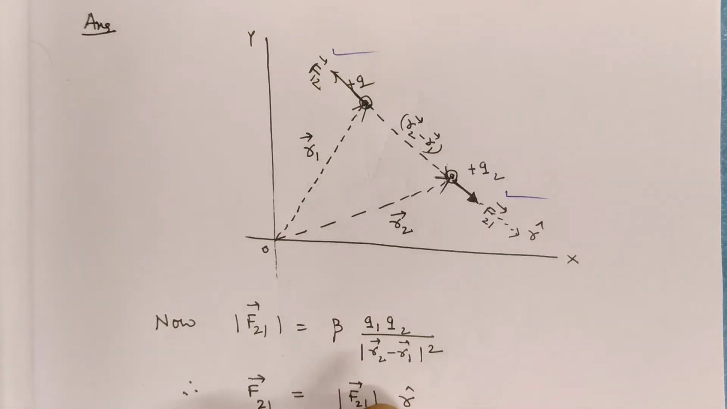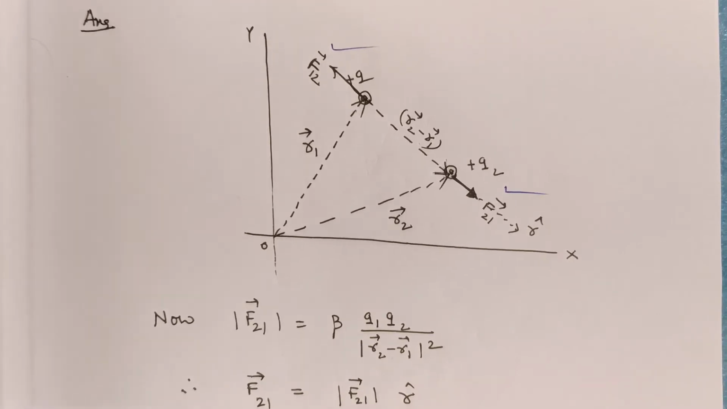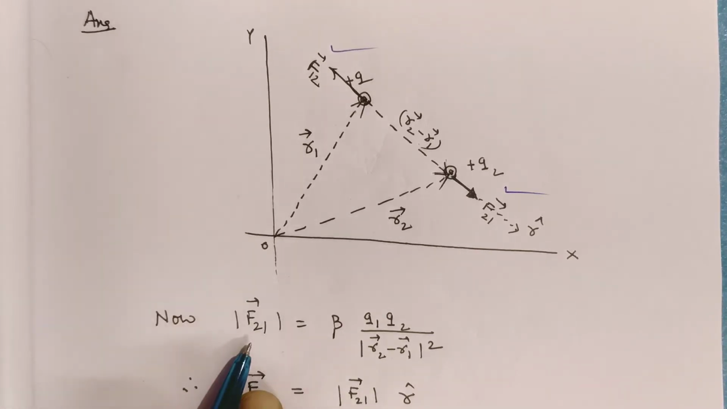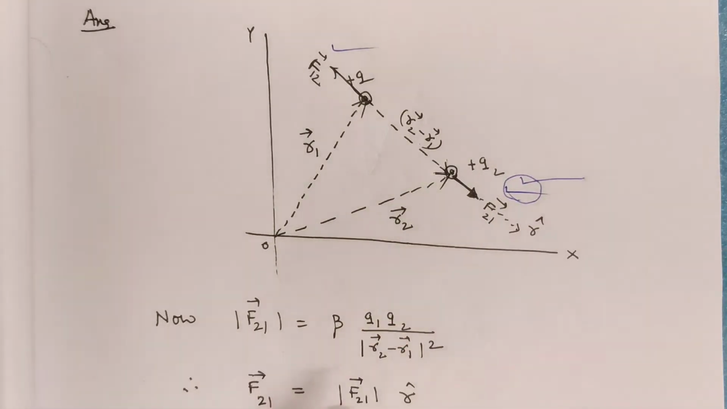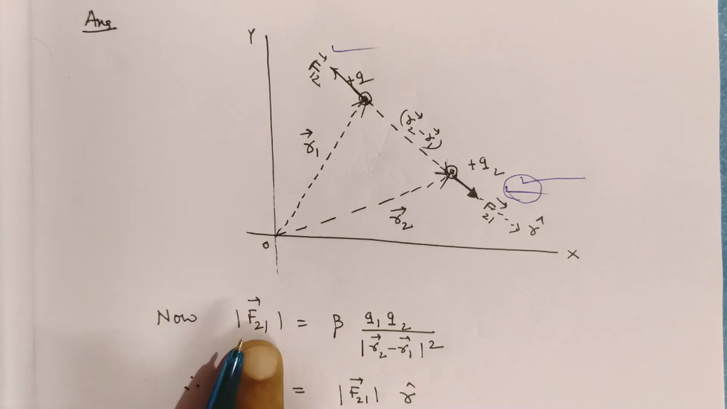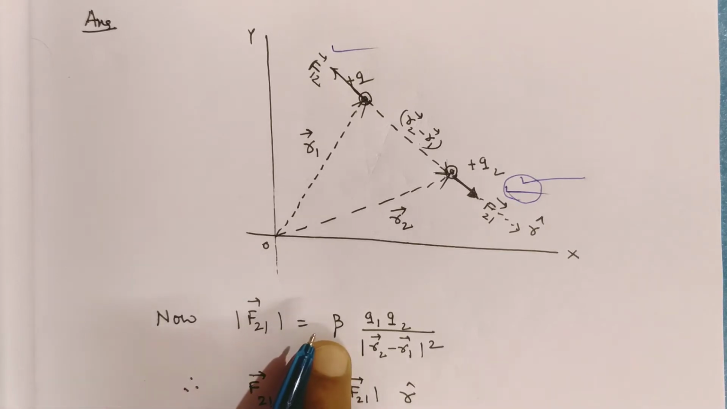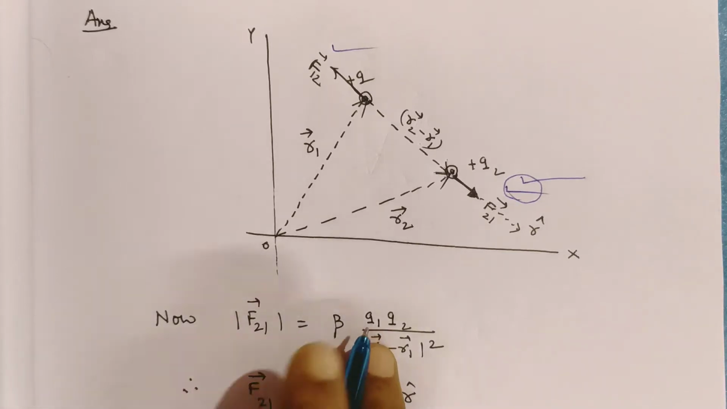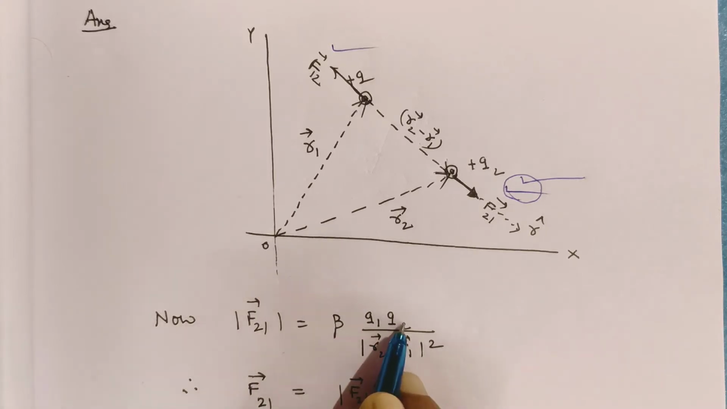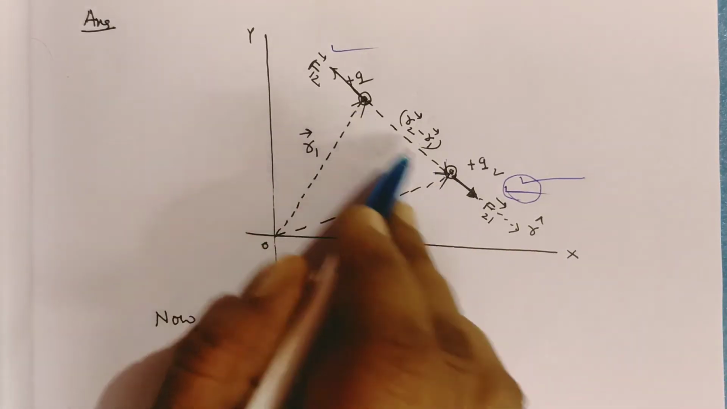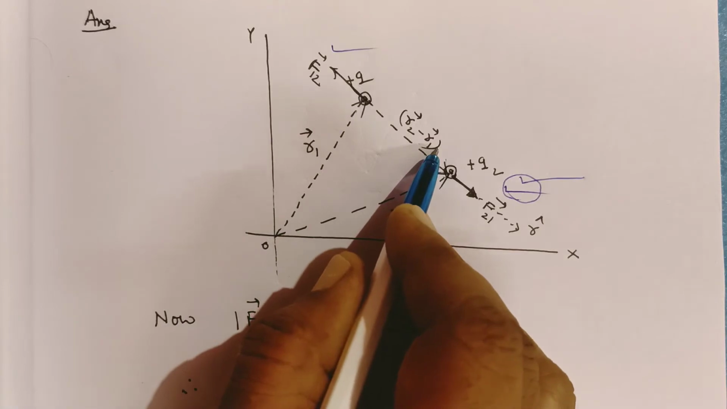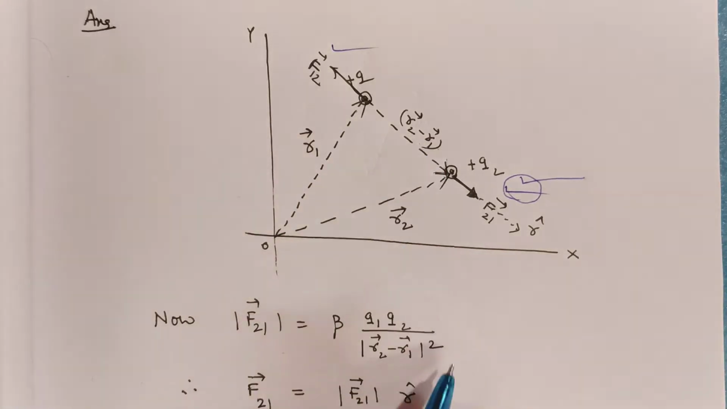This is our question. Then we first follow the electrostatic force, Coulomb's force. Now I am interested in expressing this one. F21 vector magnitude is equal to beta, the proportionality constant, times the product of the two charges Q1 and Q2, divided by the square of the distance between them. Here the displacement vector is R2 vector minus R1 vector. Square of mod means we have taken the magnitude and kept it squared.